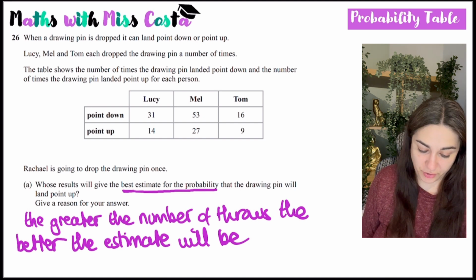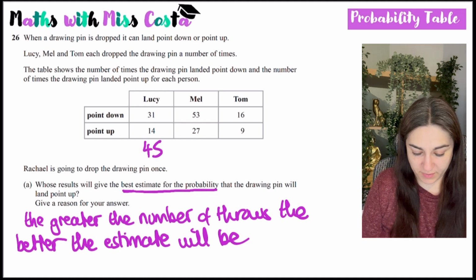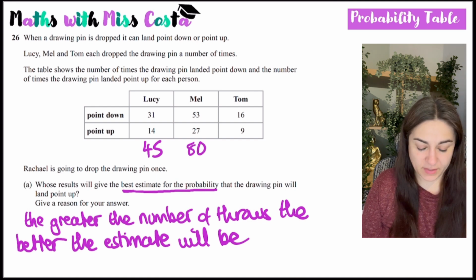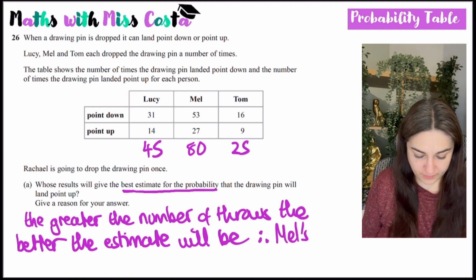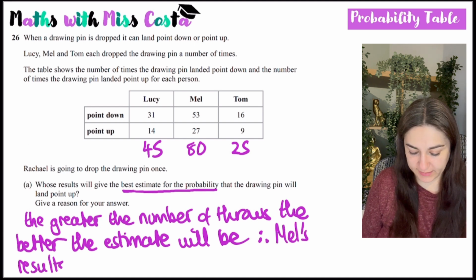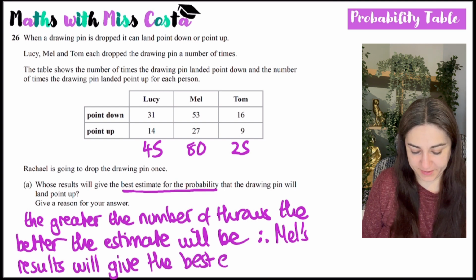So who threw the most amount of times? Lucy threw 31 plus 14, so she threw the pin 45 times. Mel threw it 53 plus 27, so that's 80 times. And Tom threw it 25 times. So therefore, Mel's results will give the best estimate.